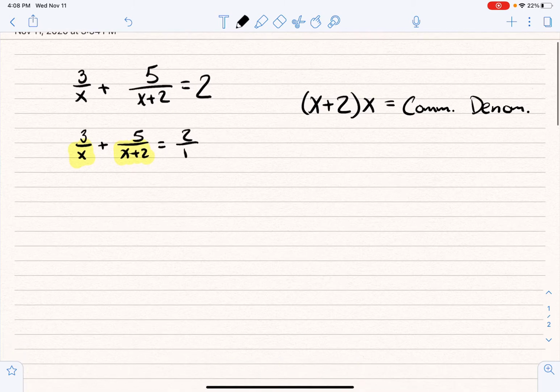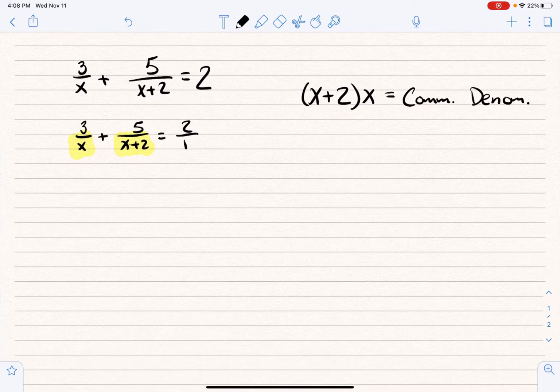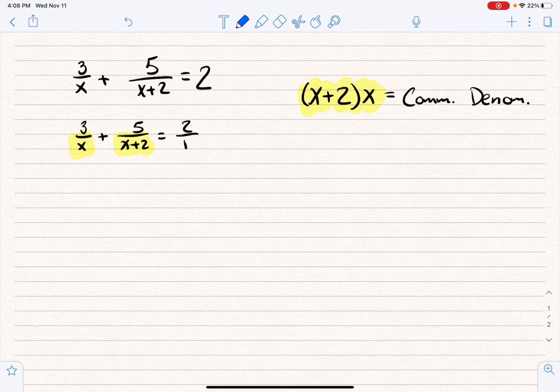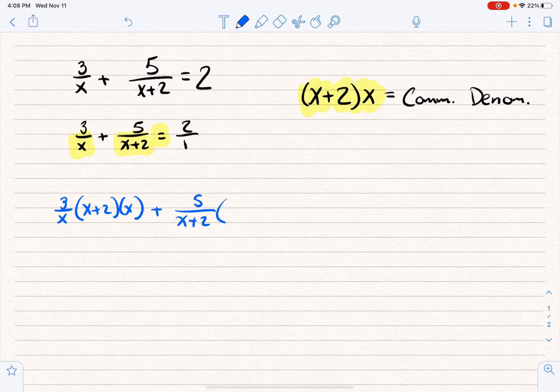Here's what we're going to do. You can look at this equation and multiply both sides of the equation by this common denominator. We've done that a lot before, where we want to work with these fractions by making them all go away. We make them all go away in an equation when we just multiply by the common denominator. So let's do that. We'll say 3 over x times x plus 2 times x, plus 5 over x plus 2 times x plus 2 times x, equals 2 times x plus 2 times x.